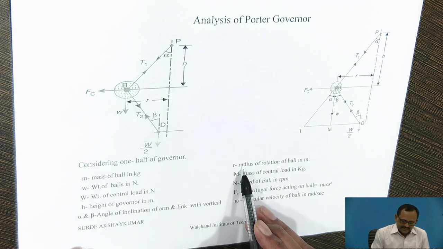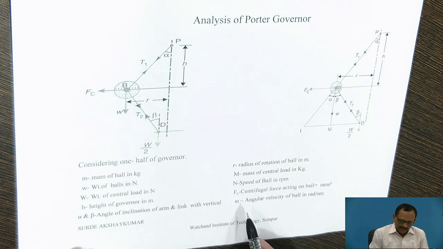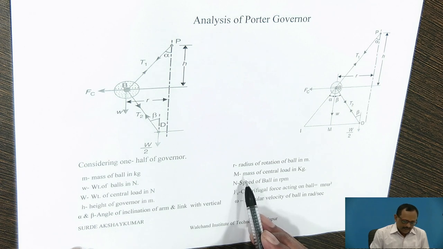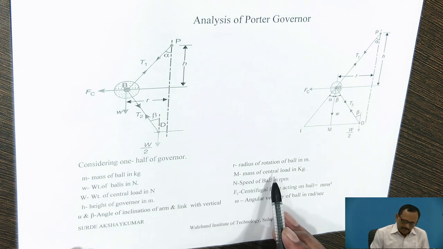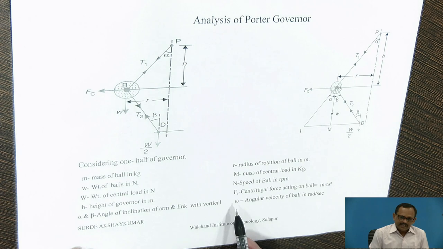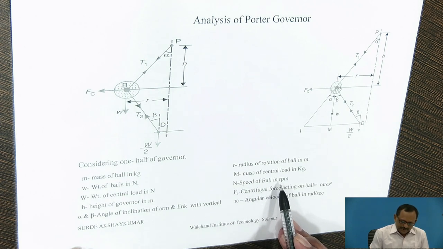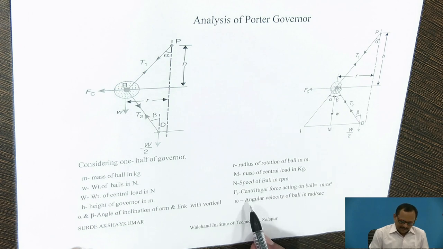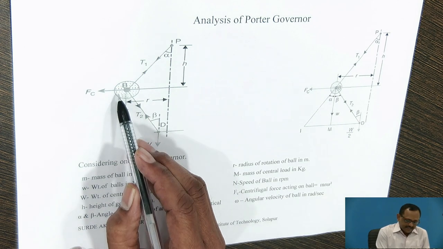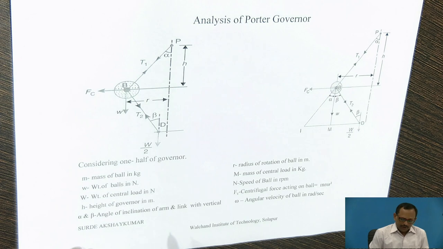R is the radius of rotation of the ball in meters. Capital M is the mass of the central load in kg. N is the speed of the ball in RPM. Fc is the centrifugal force acting on the fly ball, and omega is the angular velocity of the balls.